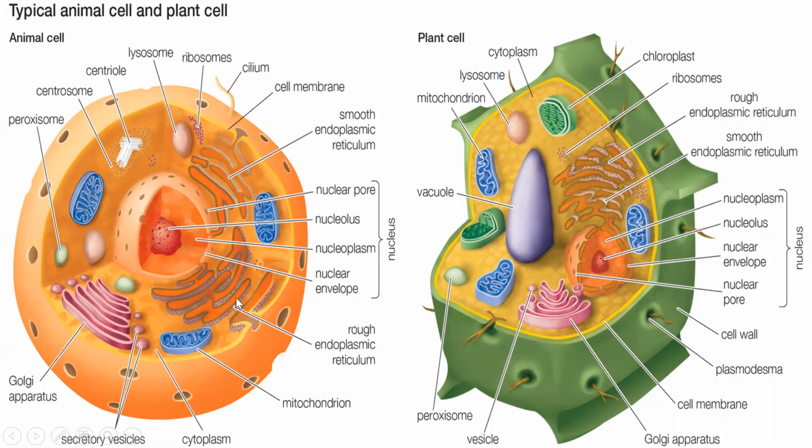Just have a look here, rough endoplasmic reticulum, and this is smooth endoplasmic reticulum. So we are going to study this. We are going to study Golgi apparatus. You can see here Golgi apparatus. We are going to study lysosomes, ribosomes, and all the other extra organelles of a cell.